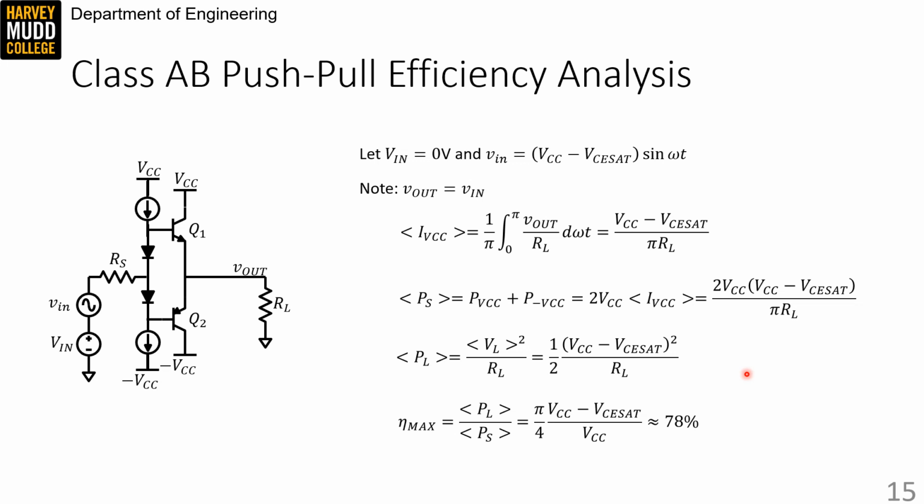We also back off more gracefully because IVCC scales with our Vin amplitude. This expression here is just our maximum input amplitude. If we put in a smaller one, IVCC would be smaller. However, our IVCC is always pulled from a full 2 VCC here, so we still pay a penalty if we're not driving our signal at its maximum amplitude.